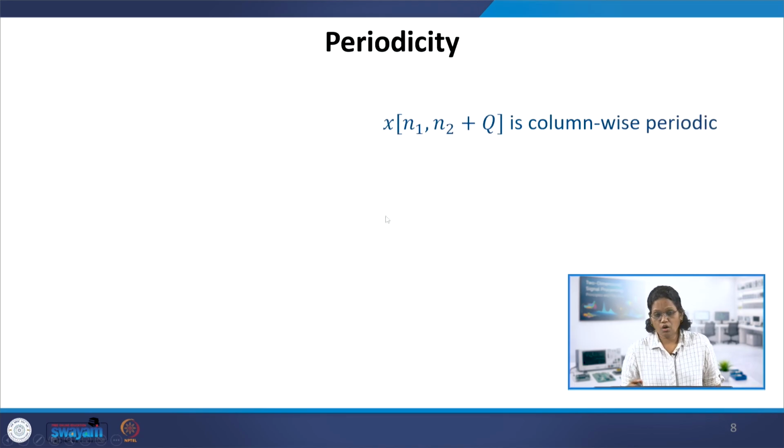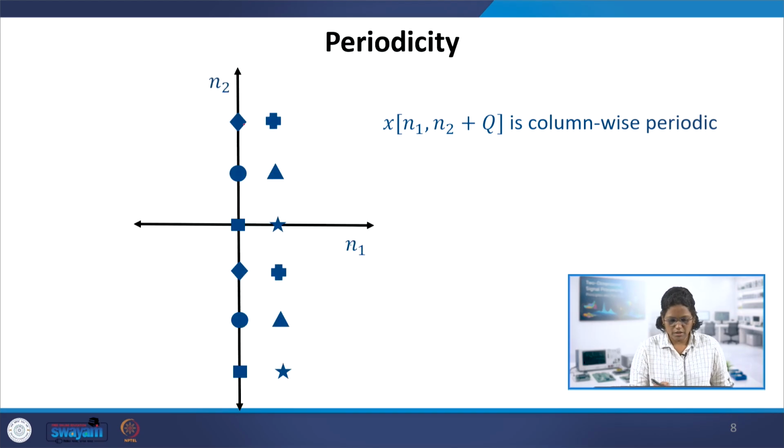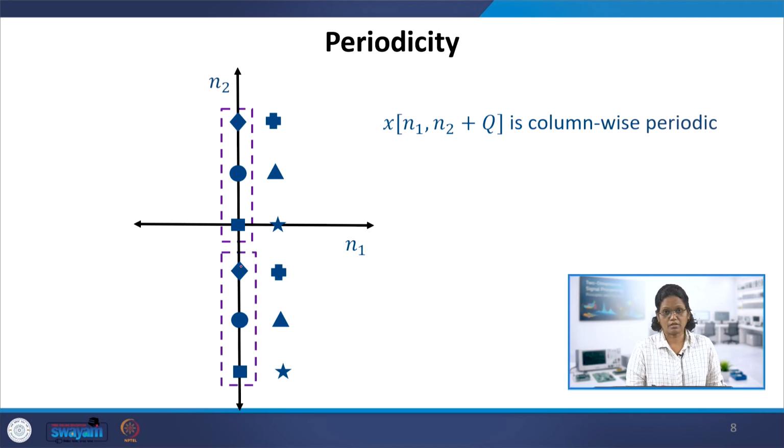Now, if we take the column-wise periodicity, how does it appear? So N1 and N2, in which this is one column and this is another column. Similarly, the third column, we can have four columns, each with any data. So what periodicity do we observe? If we take these 3 samples, 1, 2, 3, this 3 appears again here. So this is column-wise periodic. Whatever the length of the column, 3 or 2 samples, the periodicity would appear.